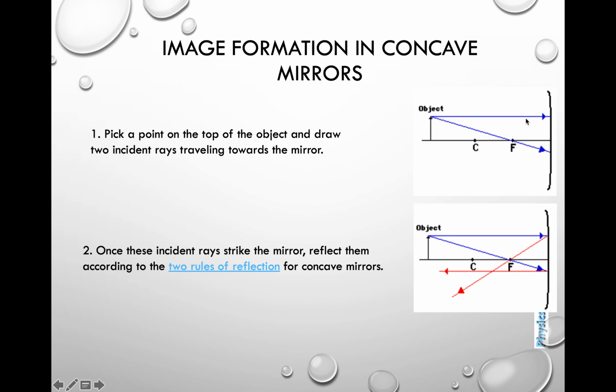One of them is parallel, the second will pass by the focus. The first one on the top, when it's reflected by the concave mirror, has to pass by the focus, as you could see down, and the second one which passes by the focus will be reflected parallel to this point. And these are the two rules for the reflection when you are using the mirrors.